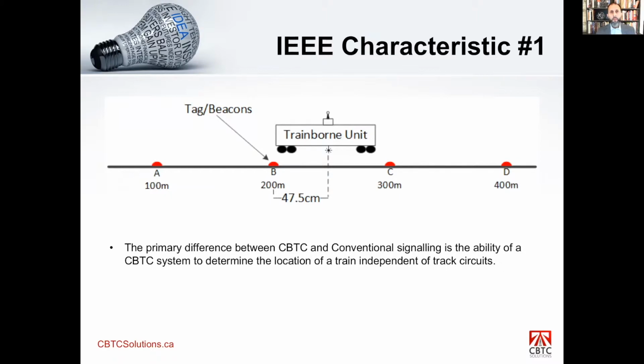As the train moves away from the beacon, the train-borne speed sensors or tachometers will determine the fine position, the distance that it's moved away from the beacon, say in this case 47.5 centimeters. Combining the two, the train-borne equipment will know that it's moved 247.5 centimeters and it will transmit that information to the wayside. So that's characteristic number 1. There are no track circuits, there are no axle counters. It is basically the train determining its position using tags and its own onboard speed sensor to determine its exact location.